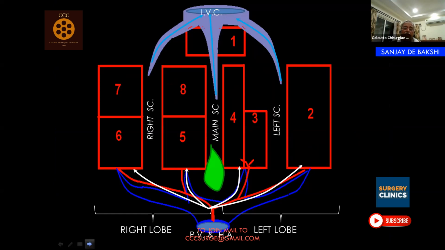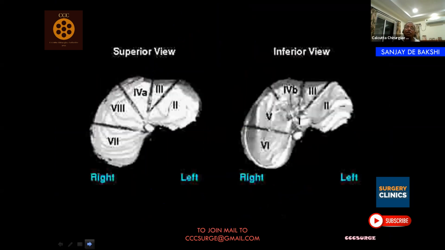primary hepatomas, HCC. Right, now that is what the superior view is. When you're looking at it on imaging, it is 2, 3, 4A, 8, and 7. Inferior view, you see 2, 3, but you see 4B, you see 5, and 6. So now you can recognize why this is the change. And remember, 3 shares a common blood supply with 4B, whereas 2 shares it with 4A.